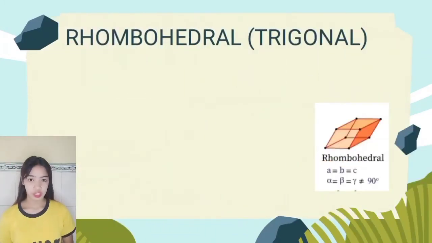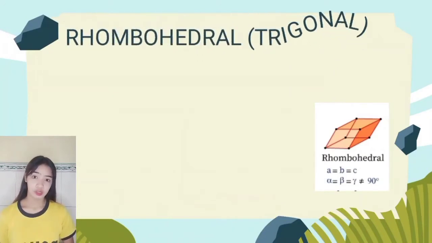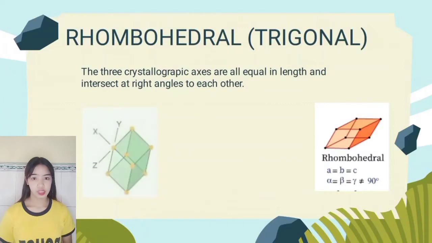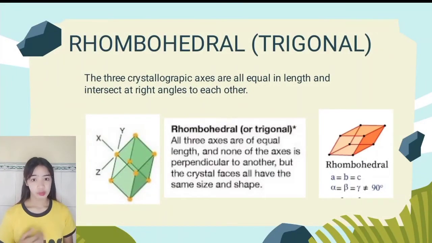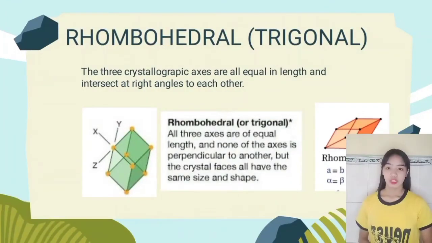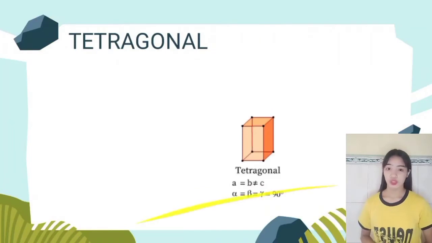So the second is the rhombohedron. It is also known as the trigonal system. It has 3 crystallographic axes that are equal in length and do not intersect at right angles to each other. It has a 3-dimensional shape that is similar to a cube, but it has been skewed or inclined to one side, making it oblique.